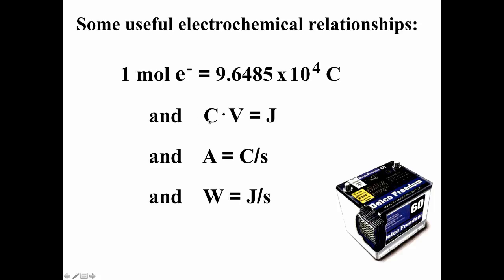We've also seen that a coulomb times a volt is a joule, and that amperes, A is the symbol for amperes, which is a unit of electric current, and 1 ampere is 1 coulomb per second, so a charge of 1 coulomb flowing past a particular location in 1 second. And then a watt, symbolized by W, is a joule per second. So watt is a unit of power, joule is a unit of energy, and energy per time, how much energy is produced or given off in a particular amount of time, that's a measure of power, so watts are joules per second.